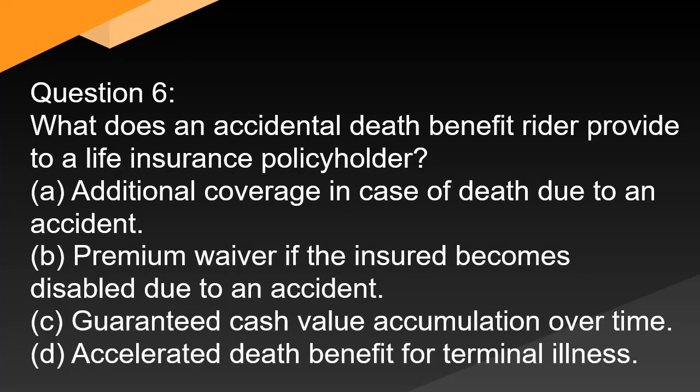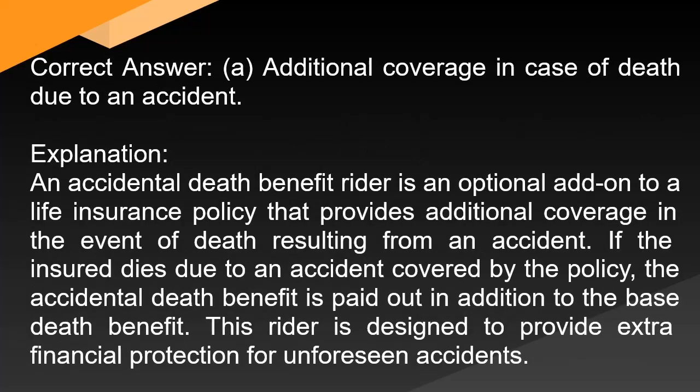Question 6. What does an accidental death benefit rider provide to a life insurance policyholder? Correct answer. A. Additional coverage in case of death due to an accident. Explanation. An accidental death benefit rider is an optional add-on to a life insurance policy that provides additional coverage in the event of death resulting from an accident.